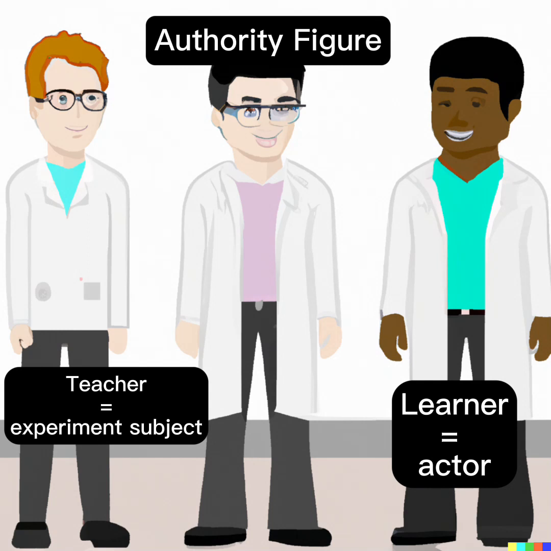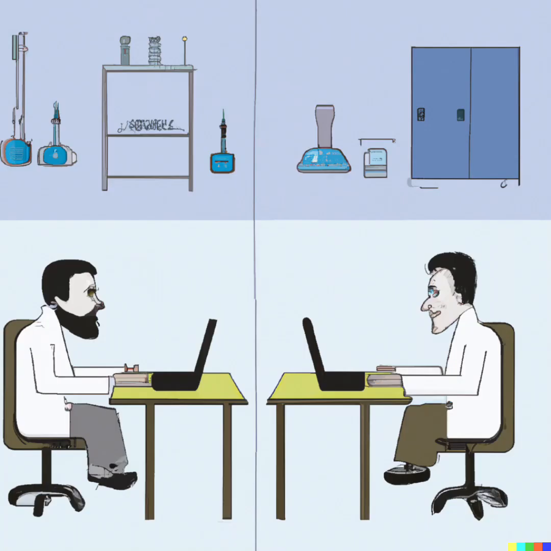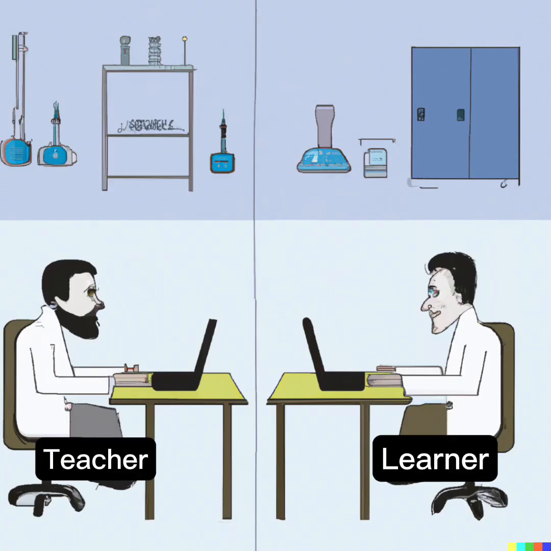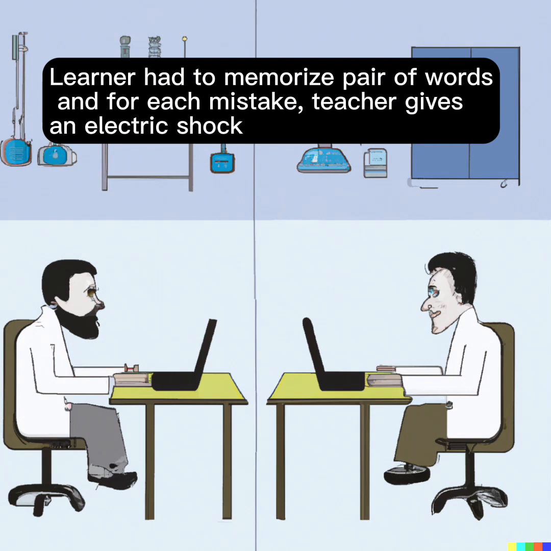The teacher has to ask questions to the learner, and each time the learner answers incorrectly, the teacher has to provide an electric shock with the consent and encouragement of the experimenter. The participant, aka the teacher, and the actor, aka the learner, were taken into separate rooms, but they still can communicate through a system. The teacher was informed that the learner's task was to memorize pairs of words, and for each incorrect response, the teacher would give the learner an electric shock.